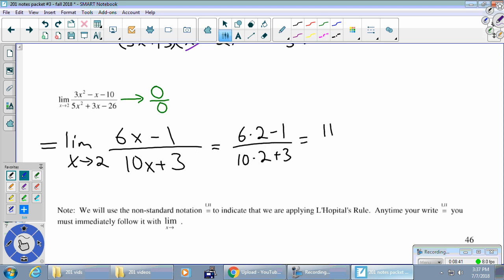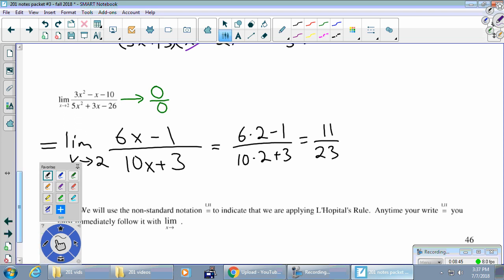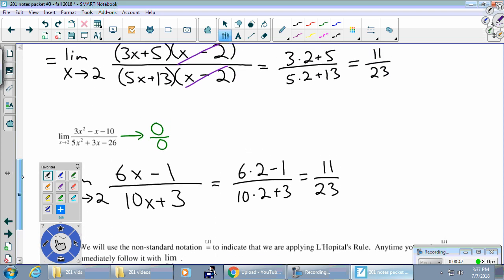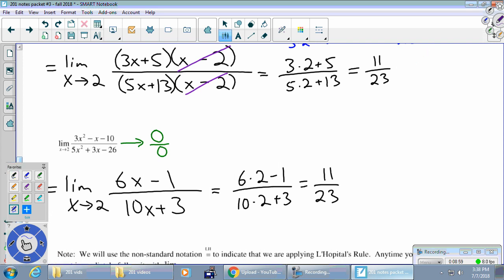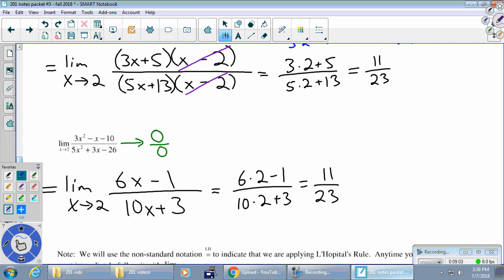12 minus 1 is 11. 20 plus 3 is 23. 11 over 23 is the answer using L'Hopital's rule. Oh my goodness. 11 over 23 was the answer, doing all of that annoying and possibly time-consuming factoring. And we didn't have to do any of that. We had to do 2 simple derivatives of a couple of polynomials. Okay, so that is L'Hopital's rule. It looks like magic. It is magic, but it works.